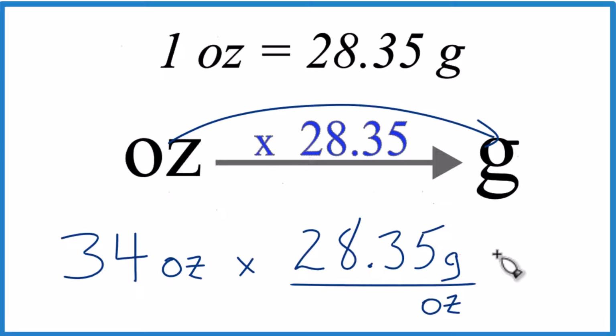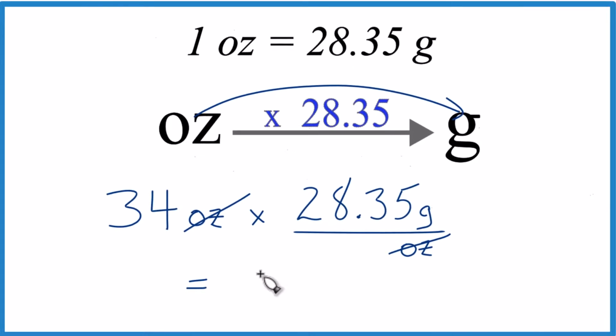What's nice is when we multiply, we have ounces on top and bottom, so they cancel out. So it's just 34 times 28.35 grams. We multiply, we end up with 963.9, the units, those are the grams. That's what's left. So that's how you convert 34 ounces to grams.